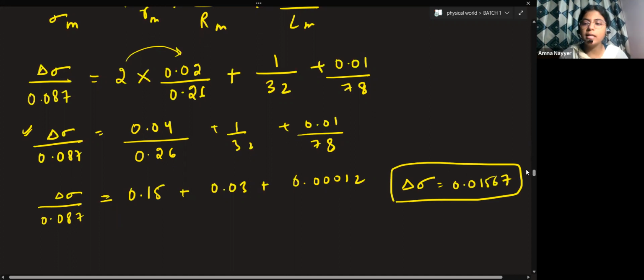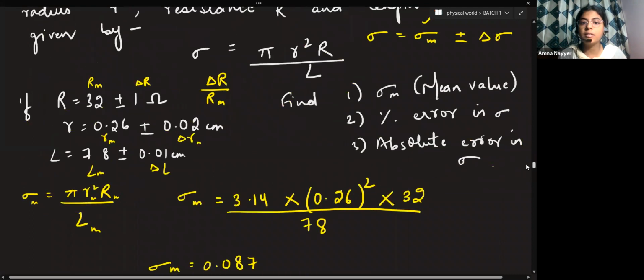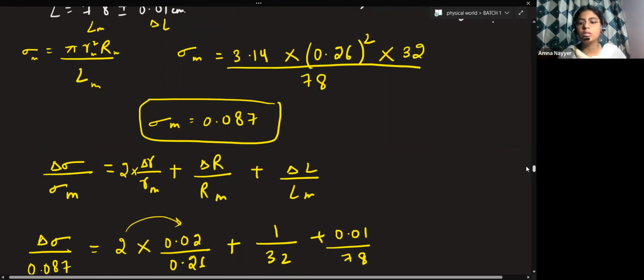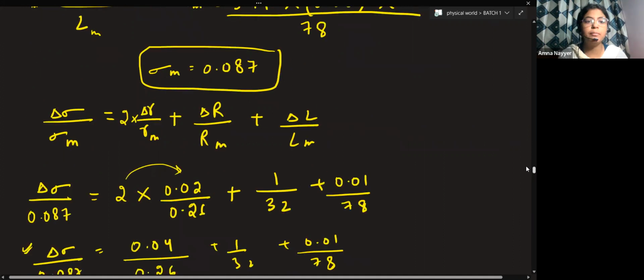Now, how do I write my final answer? Sigma is written as sigma m plus minus delta sigma. So what was sigma m? We had calculated it here. This was 0.087. So the answer will be 0.087 plus minus delta sigma, and delta sigma is 0.01567. This is the answer to the second part.